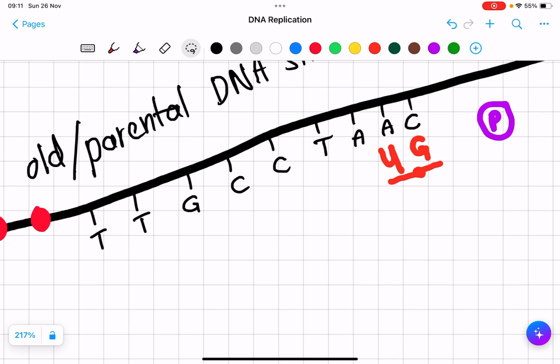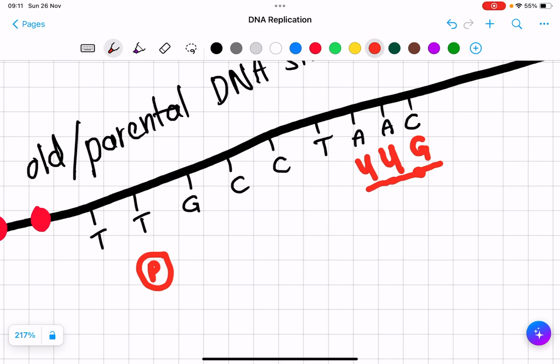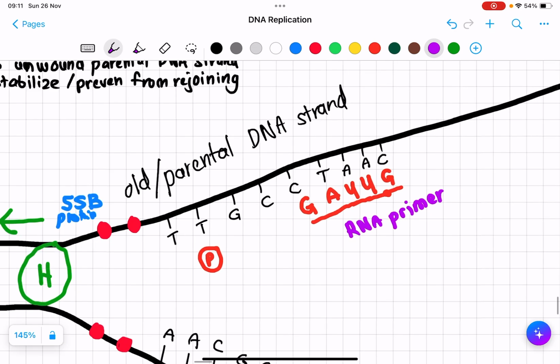And then, sambung lagi. Pergi ke nukleotide seterusnya. A, T, seterusnya lah. Kita bayangkan primase tu berjalan, bergerak. So, I'm going to do a shortcut. So, dia akan add U, dia akan add A, and so on. Dia akan add C, G. So, disebabkan bahagian ni ada U, so, strand yang short strand ni kita panggil RNA primer. Short strand ni dikenali sebagai RNA primer.